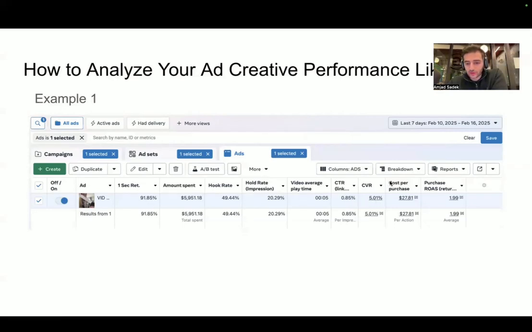Conversion rate is 5%. Cost per purchase is 27. And here we have a return on ad spend of almost 2. We know for this brand, the break-even return on ad spend is 1.4. So this ad is very profitable, and that's why we spent this much on it.